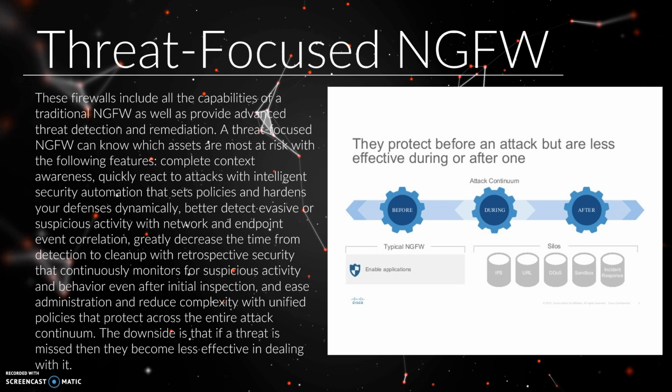So basically, the one downside to this over the traditional next generation firewall is that these are better at detecting a threat before it becomes an issue. But if it does get through, or it slips through the cracks and isn't seen as a risk initially, then it's harder to correct. So in this picture, it says they protect before an attack, but are less effective during or after one, which is just one downside to this.